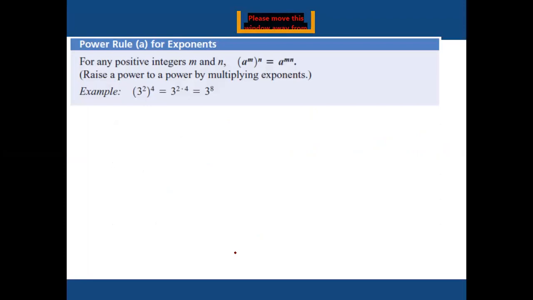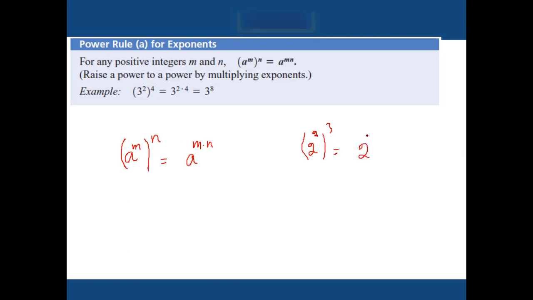Next rule is actually the power rule, the power rule of exponents, or we can say power of a power rule. For example, if we have a number a^m and then we have whole power n, this means take the base and multiply their powers, m multiplied by n. Like (2^2)^3, whole power 3. So this means take the base and multiply their powers.